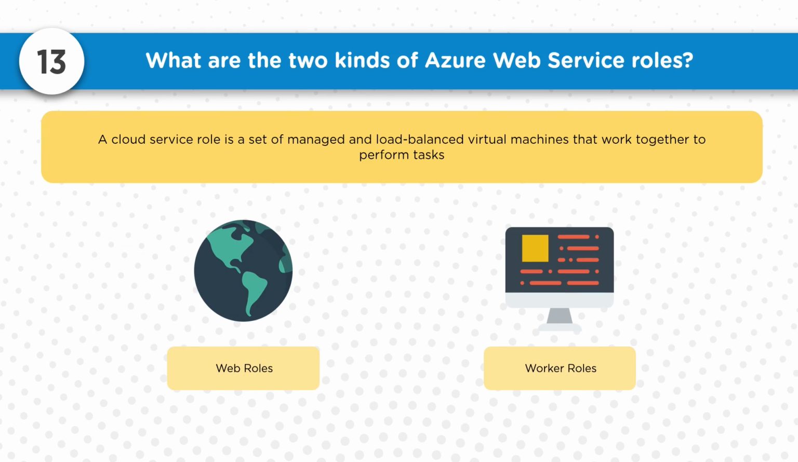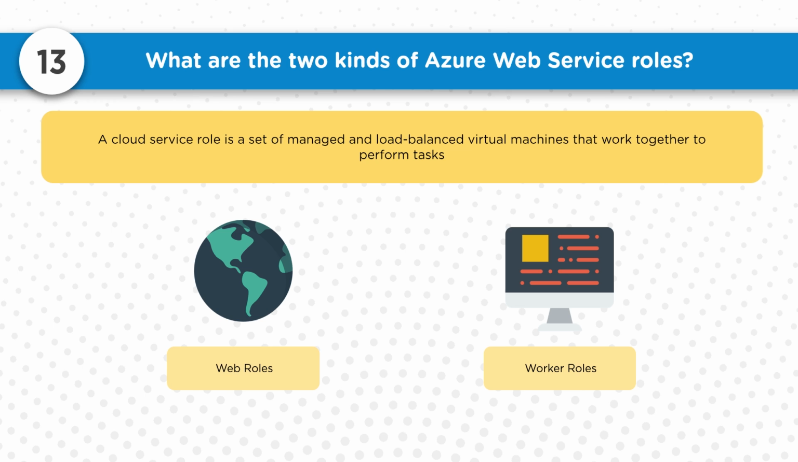This is a very common question. What are the two kinds of Azure Web Service roles? Now, a service role is a set of managed and load balanced virtual machines that work to perform some task. And based on what it's going to run on top of it, whether a web service or a worker service, defines what kind of role goes on these virtual machines. So we have two types, web role and worker role.